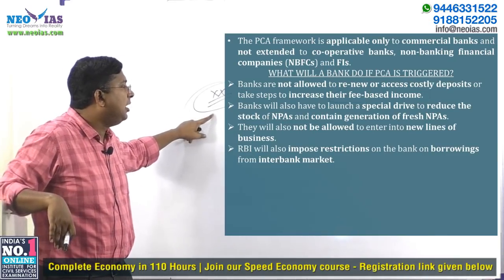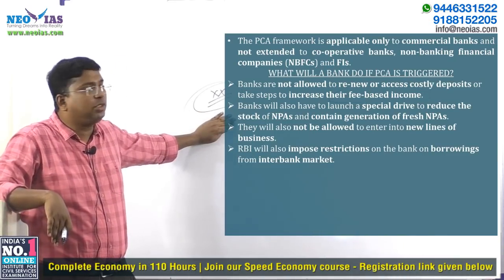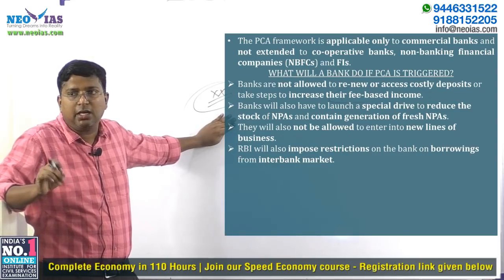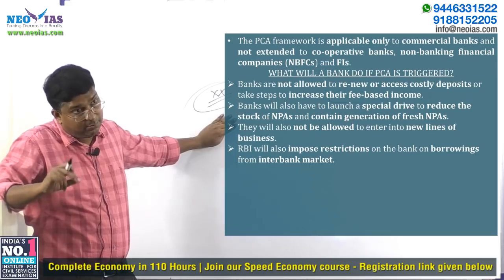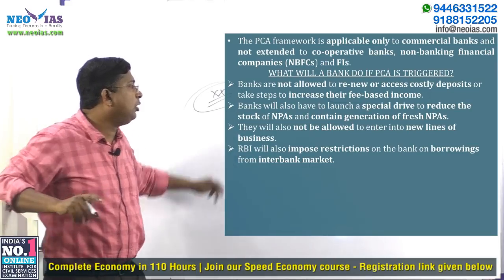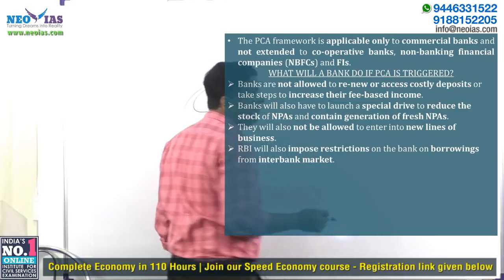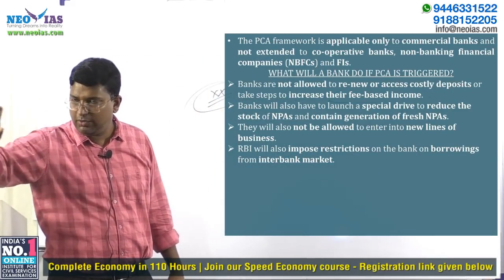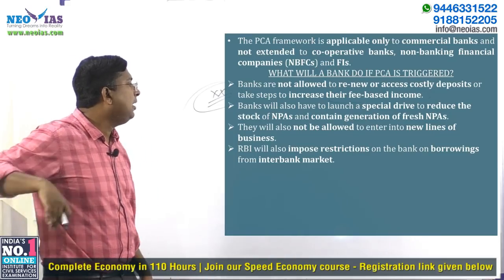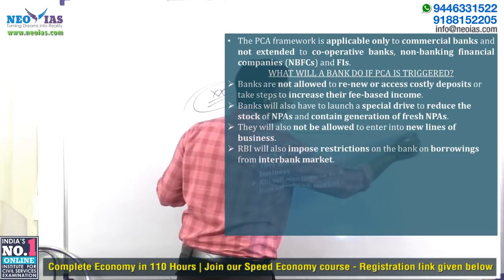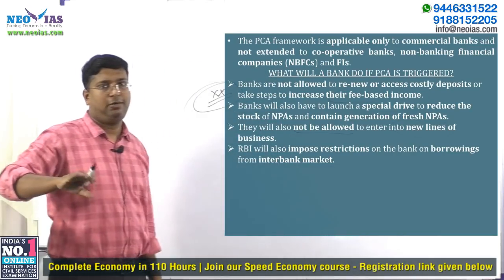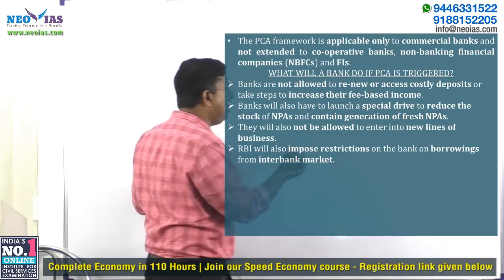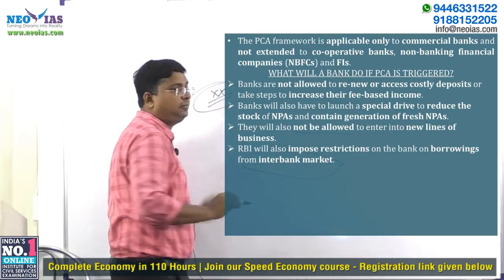The second thing is that it should take a special drive to reduce NPA, because NPA is a major factor. What is the trigger limit for NPA? Net NPA greater than 6%. So they have to reduce that and also contain the generation of fresh NPA. Existing NPA should be brought down, and the bank should be very careful regarding fresh NPA. It will not be allowed to enter new lines of business. Weak bank, no new business. There will also be restrictions on borrowings in the interbank market.